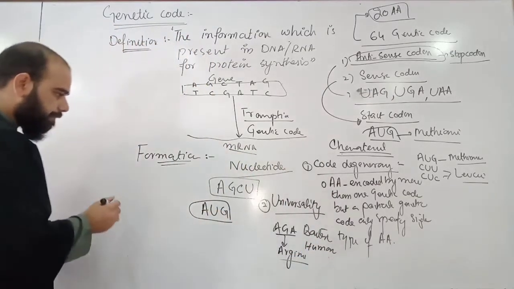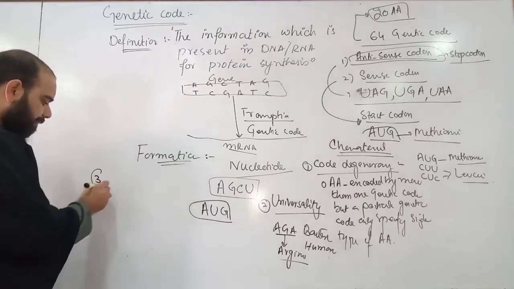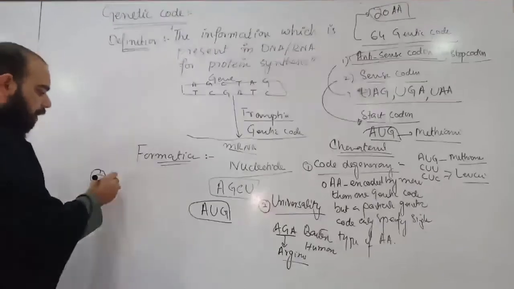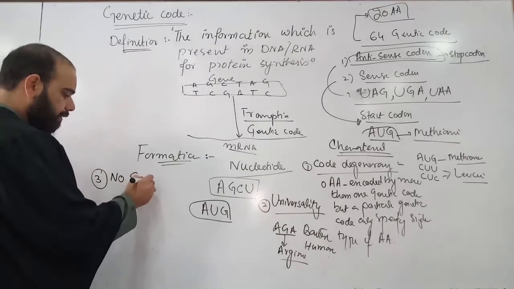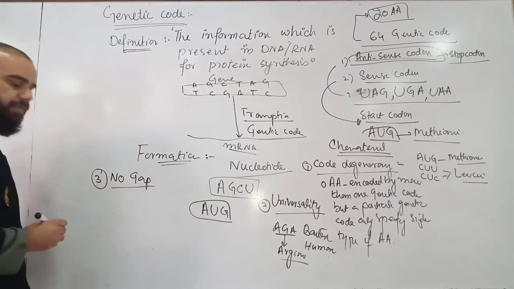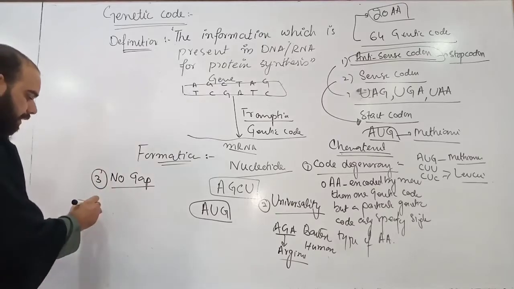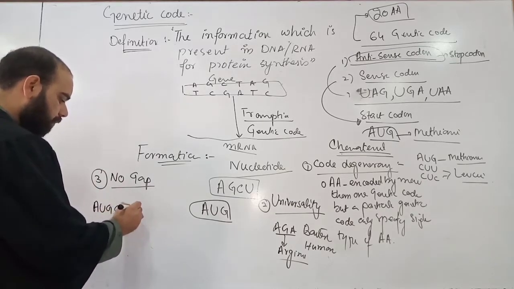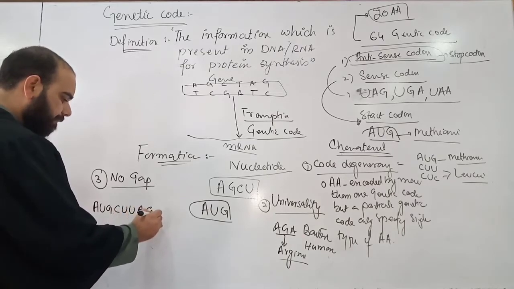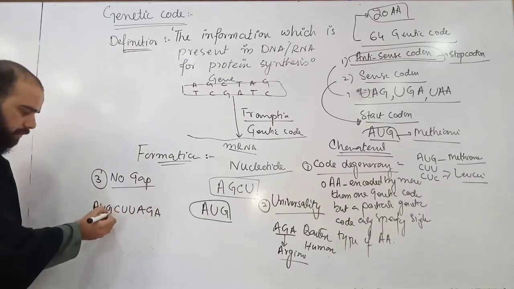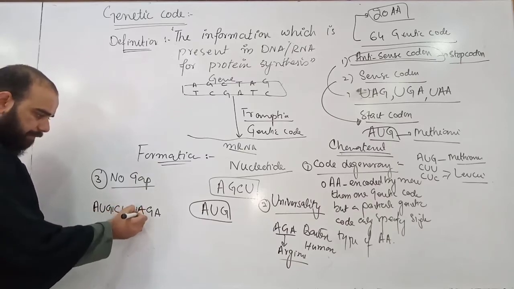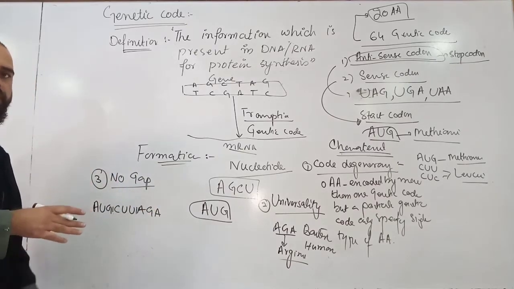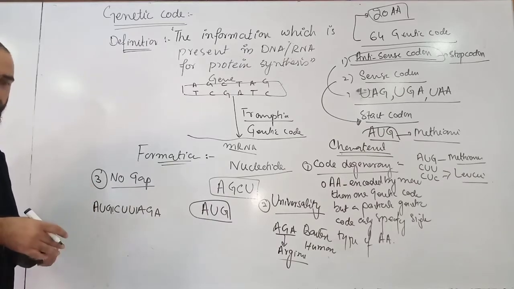Similarly, the third characteristic of genetic code: no gap is present between genetic codes. Let's suppose genetic codes AUG, CUU, AGA. There is no gap present between genetic codes. One code is present right after another genetic code.